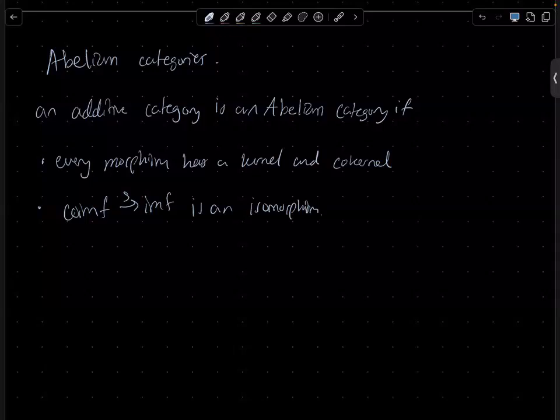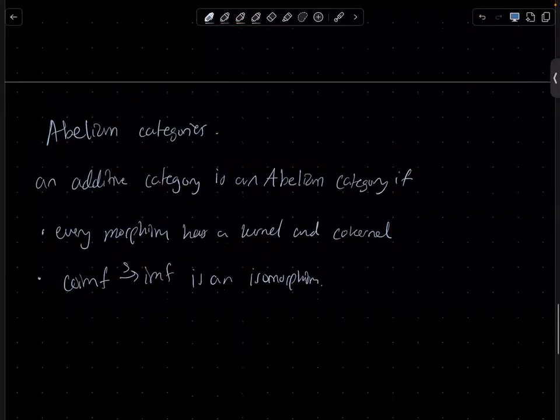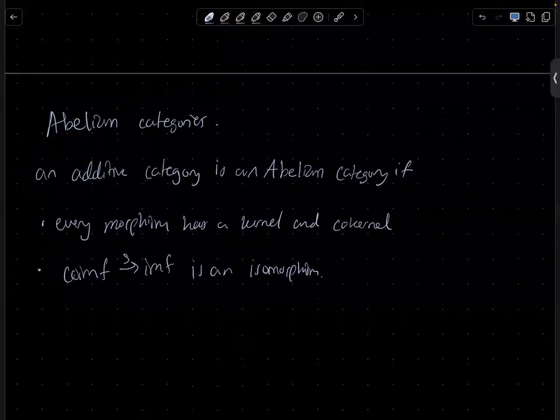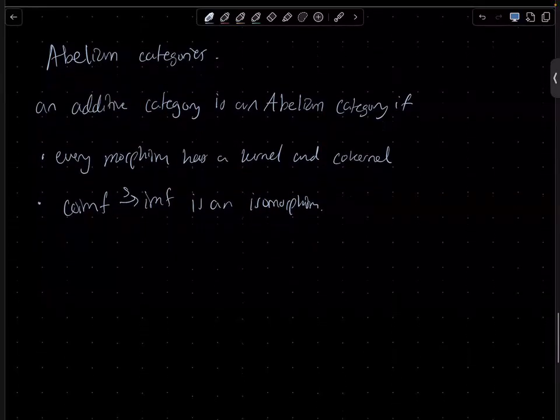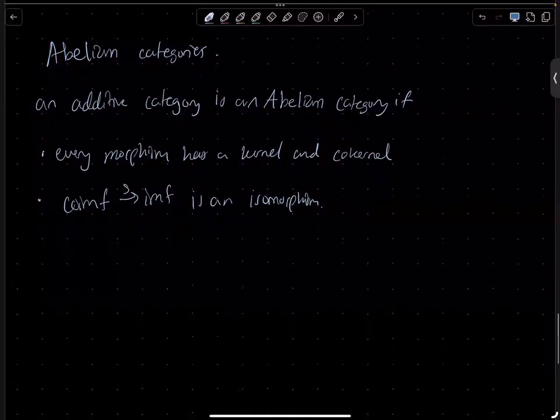So in R modules, what this should look like is that if you actually calculate the co-image, it will agree with image F. Indeed, all monomorphisms are kernels and all epimorphisms are co-kernels. Also, a morphism is an isomorphism if and only if it is a monomorphism and an epimorphism. So that is also good.